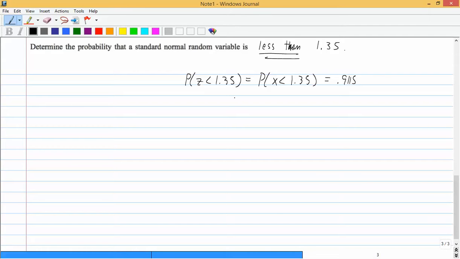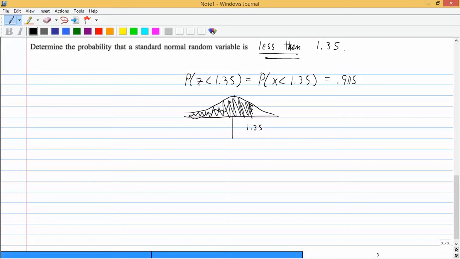Now, to draw a picture, just to show you what we're doing, here's the standard normal curve. We have a z-score of 1, or an x value of 1 in this case, somewhere around here. And so we're figuring out this area, which corresponds to a probability. All right, so that's less than.